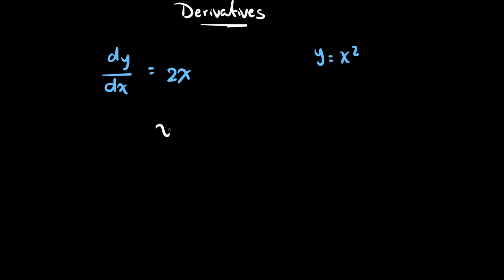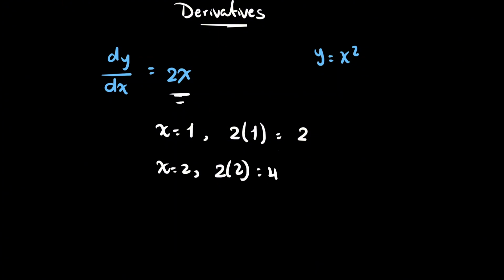Let's say when I have x equals 1, the rate of change according to this derivative is 2 multiplied by 1 equals 2, right? So this means at x equals 1, for every 1 unit you increase in x, y increases by 2 units. When x equals 2, the rate of change according to this derivative is 2 multiplied by 2 equals 4. And that says that y increases by 4 units for every 1 unit you increase in x.